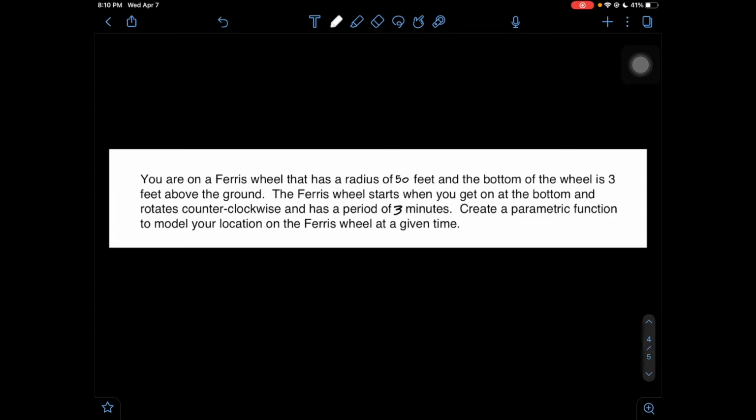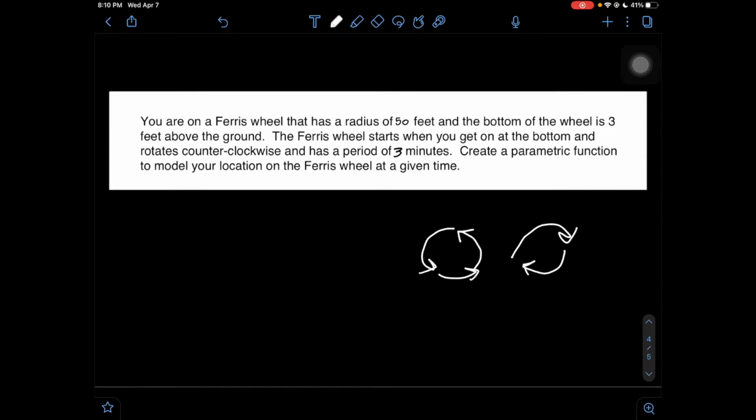It goes counterclockwise. Well, we know a clock goes this way, then goes like this. This means that the Ferris wheel goes this way every time it moves, going opposite of a clock. Well, to start this problem, I personally would draw a diagram just to get a good understanding of where we are on the Ferris wheel.